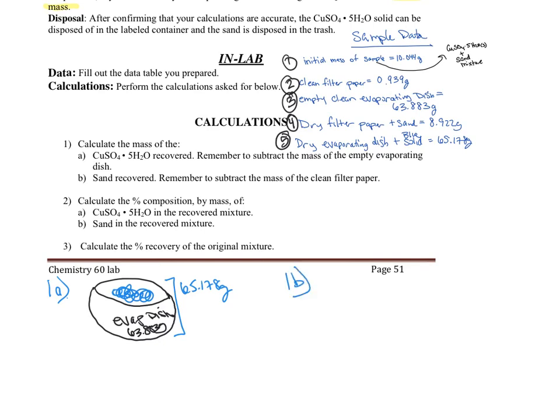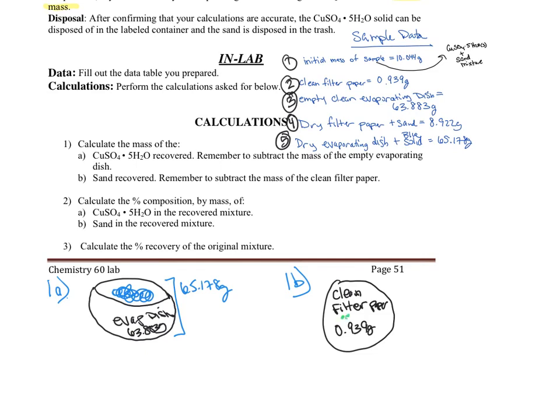1B, we want the mass of the sand recovered. Very similar thing. So we have our filter paper, clean filter paper, with a mass, let's look, this is 0.2 in my notes. You have to figure out which letter that corresponds to for your data, and a mass of 0.939 grams. So you can see it's much lighter than the evaporating dish, which isn't surprising because this is paper. And then what happens? We have the sand added to it.